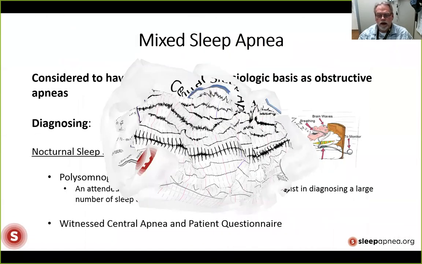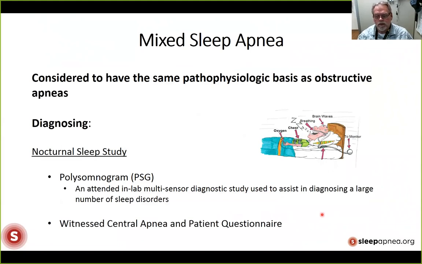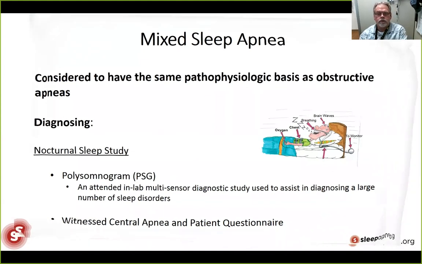So we've talked about obstructive sleep apnea. We've talked about central sleep apnea. There's a third apnea that we often see in a sleep lab, and it's called mixed. And yet, you guessed it, it's a mixture of obstructive and central. Again, we're going to use a polysomnogram or a PSG, and we're going to use the questionnaires to see if the bed partner or somebody has seen this happen.